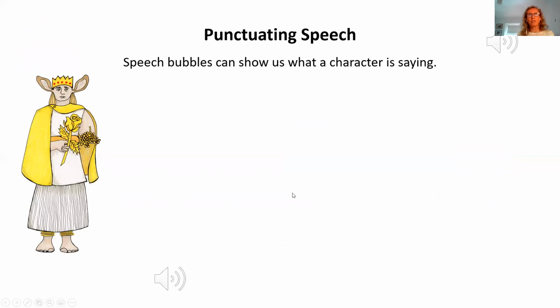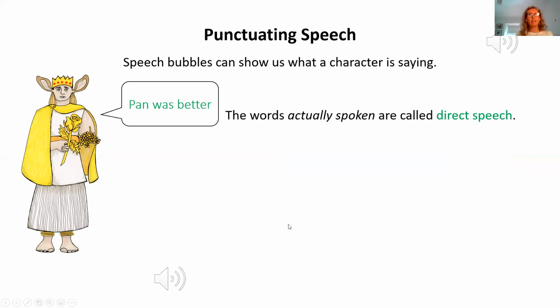So, punctuating speech. So I'm going to show you the speech bubbles, and inside the speech bubbles, it shows you what the person is saying. So, King Midas, Pan was better. So they are the words that he's actually spoken. They are the direct speech.